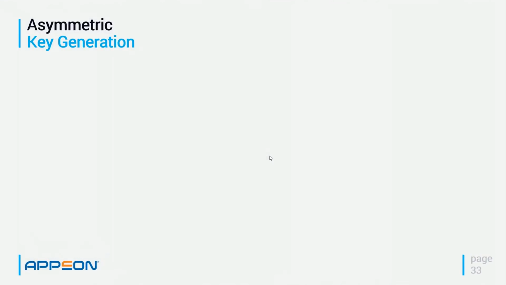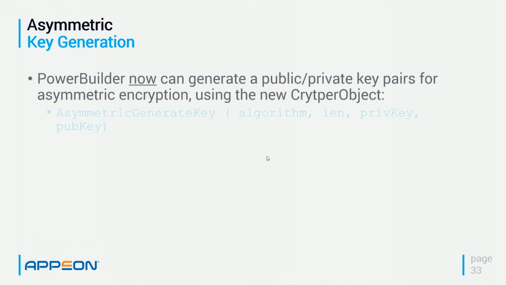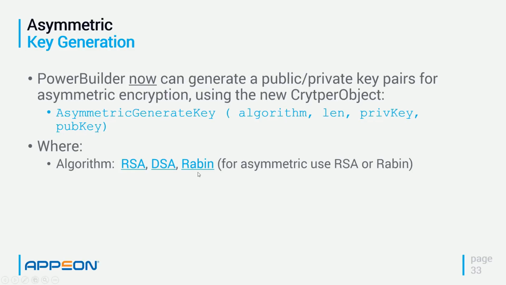So how do you get those key values? Well, there's a lot of different ways to do it, but actually PowerBuilder gives you one. There's an asymmetric generate key method. It takes an algorithm, it takes a length of the key, 1024 bits or 2048 bits. And then these next arguments are actually passed by reference. These are the keys that are being generated. And then so the algorithms are RSA, DSA, and Robin. Now DSA isn't used for asymmetric encryption. It's used for asymmetric signing, which is our next topic. So for encryption, you can just use RSA or Robin. For signing, you can use all three.